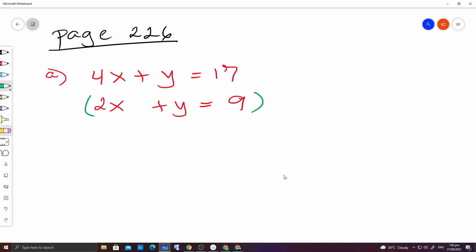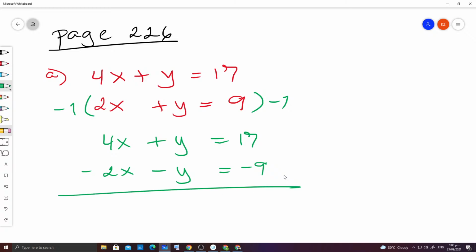Multiply it by negative 1 on both sides. So we have 4x plus y equals 17, and then this will become negative 2x minus y equals negative 9. So now we have one negative and one positive y, so we can eliminate the variable y. So 4x minus 2x is 2x equals 17 minus 9, which is 8.